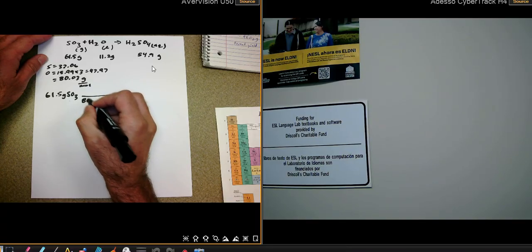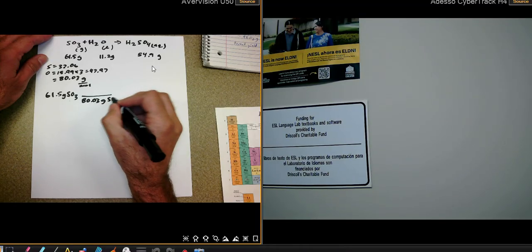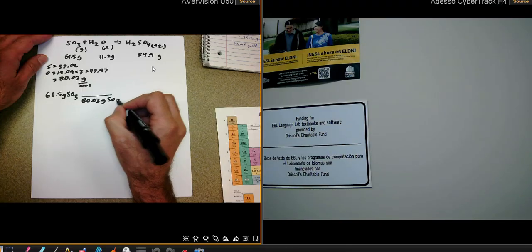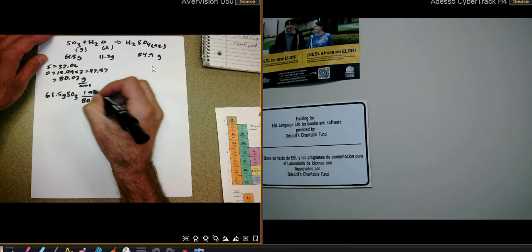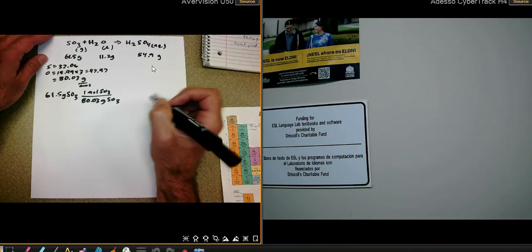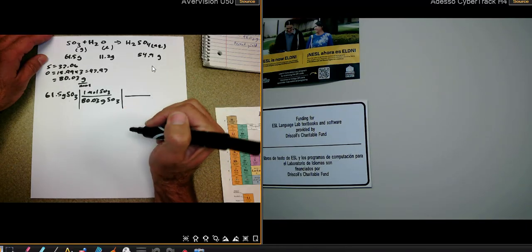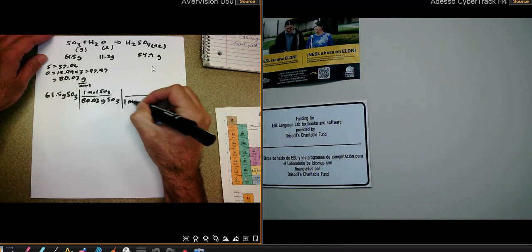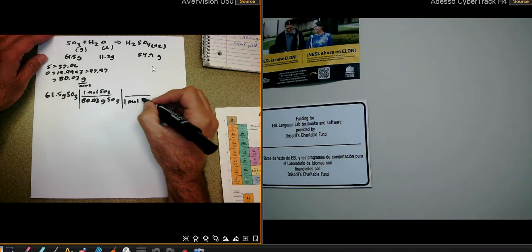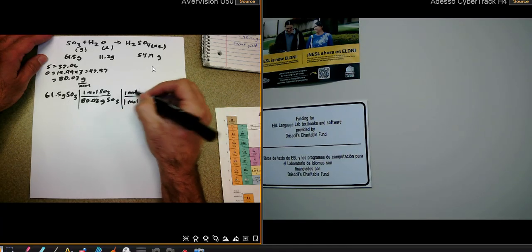For every 80.03 grams of SO3, I get 1 mole of the stuff. For every 1 mole of SO3, I get 1 mole of sulfuric acid.